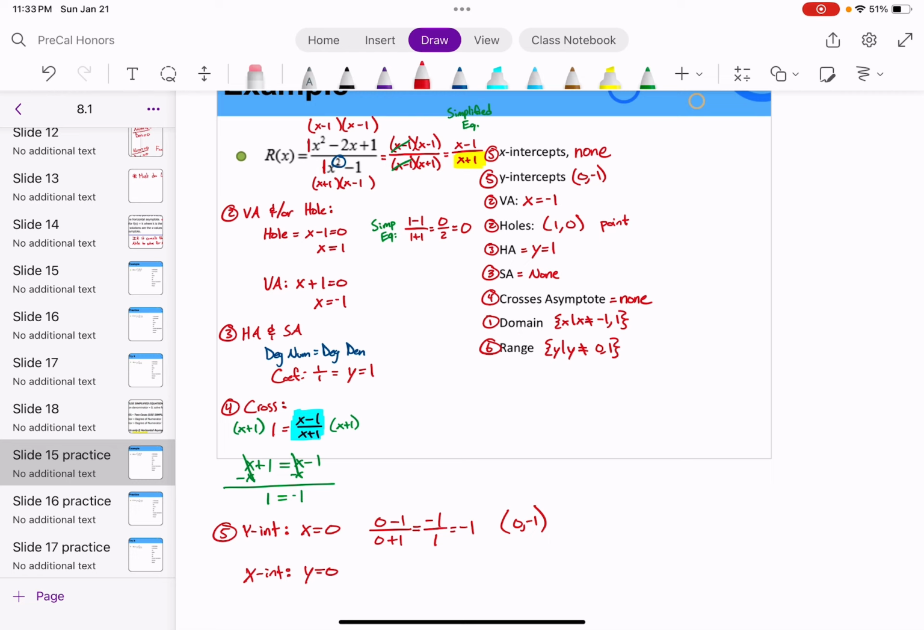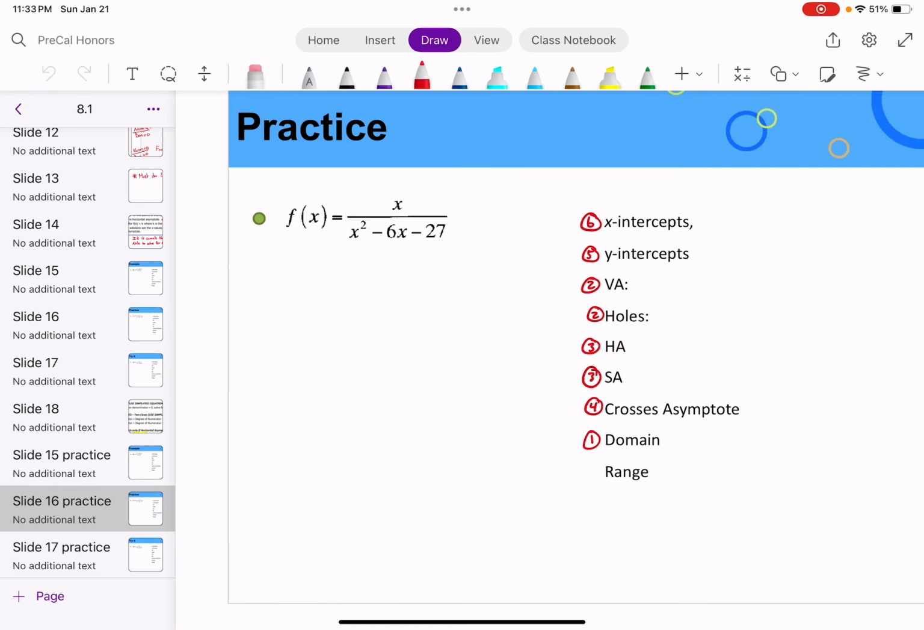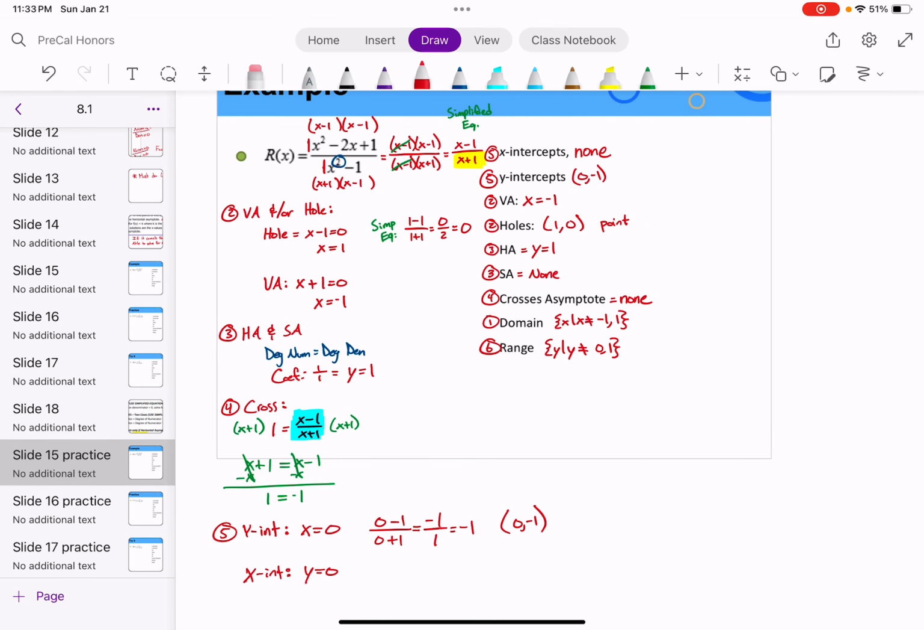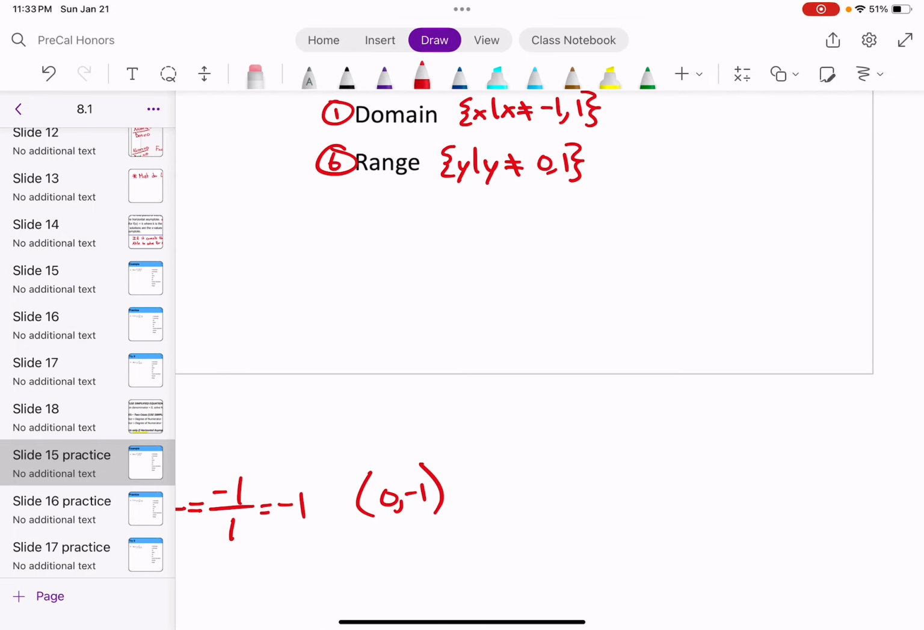I highly suggest you watch the video over, watch it a couple times, start becoming familiar with the entire process of it, which ones to do in what order, and kind of go from there. Okay, we're going to go on to our next practice problem, which is going to be slide 16. Actually, before we go to slide 16, let's finish off with slide 15. We're going to do end behavior. So our end behavior.